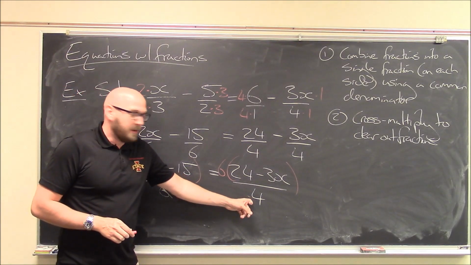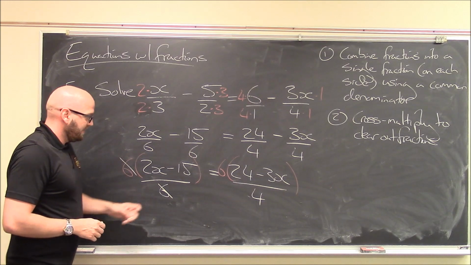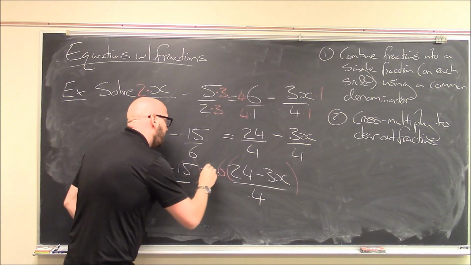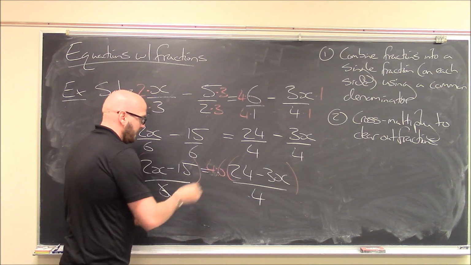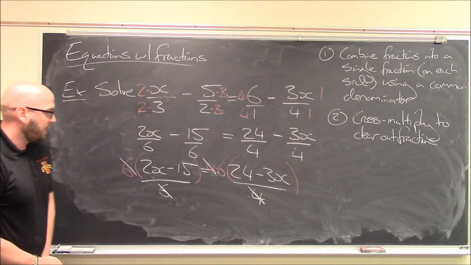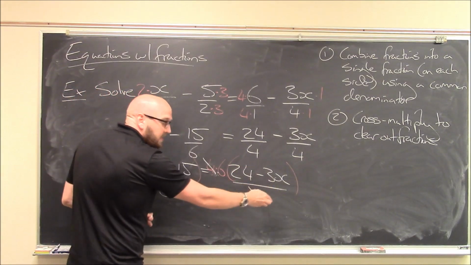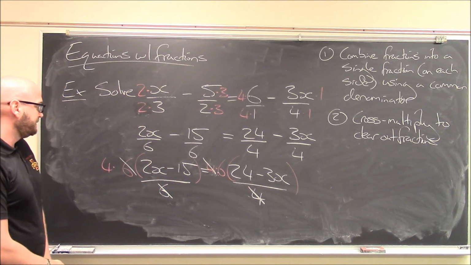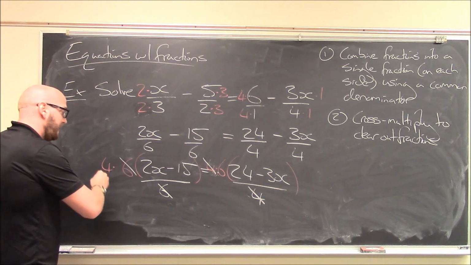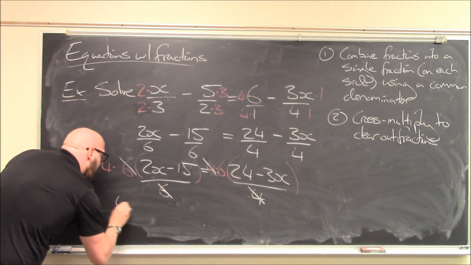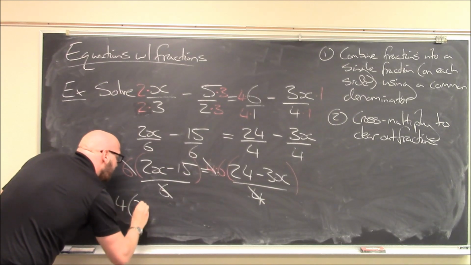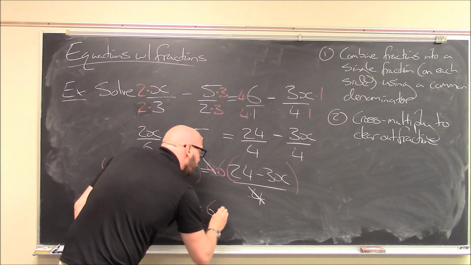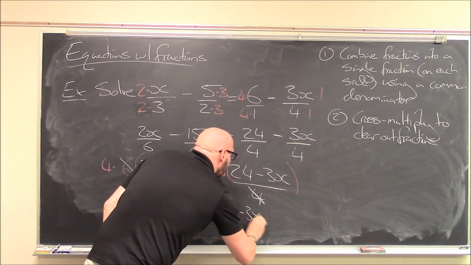I also want this 4 to go away, so I can do the exact same trick. I'm going to multiply the left-hand side by 4, right? And that will make that 4 on the bottom there go away. And to keep it balanced, if I multiply the entire right-hand side by 4, I better multiply the entire left-hand side by 4. What does that mean that I'm left with? Well, these 6's canceled, so I've got 4 times 2x minus 15 is equal to, those 4's canceled, so I've got 6 times 24 minus 3x.